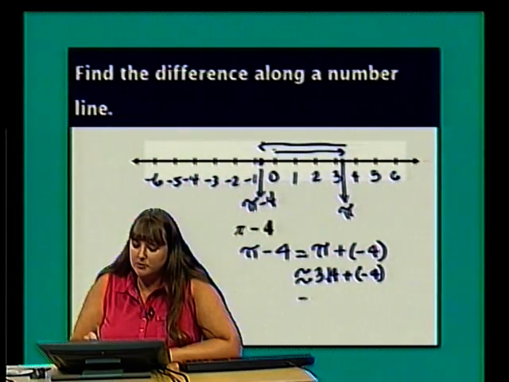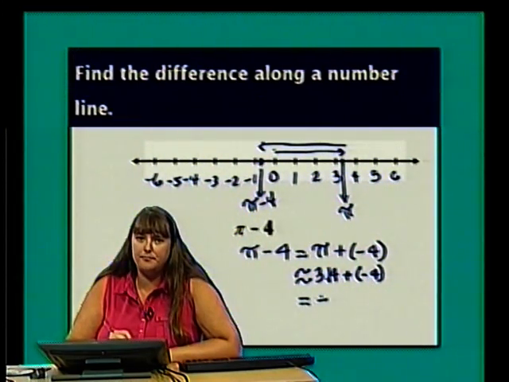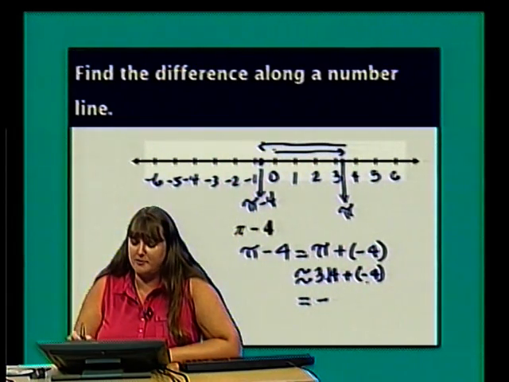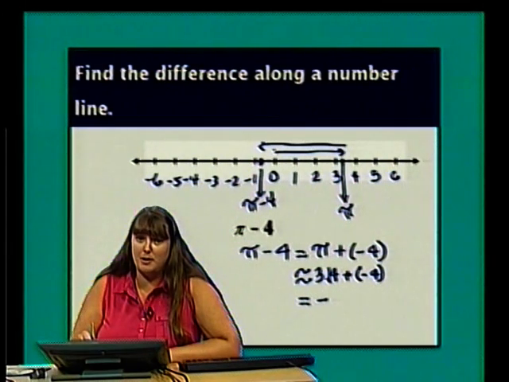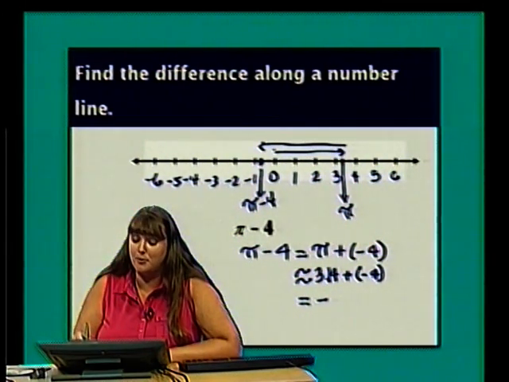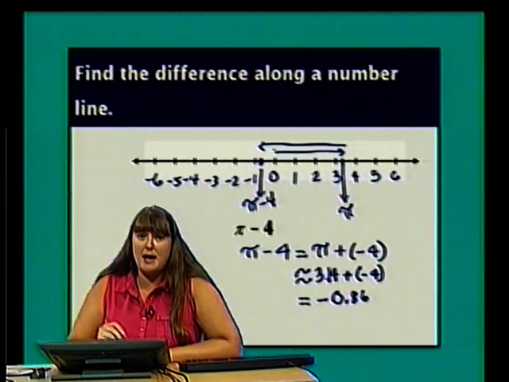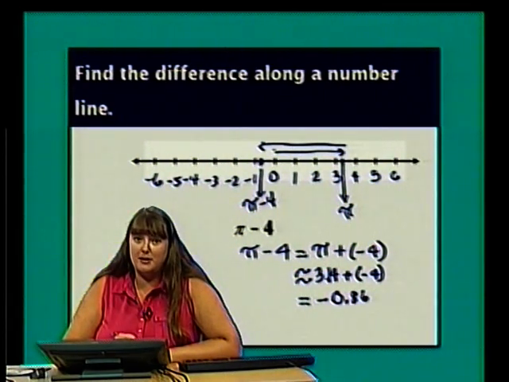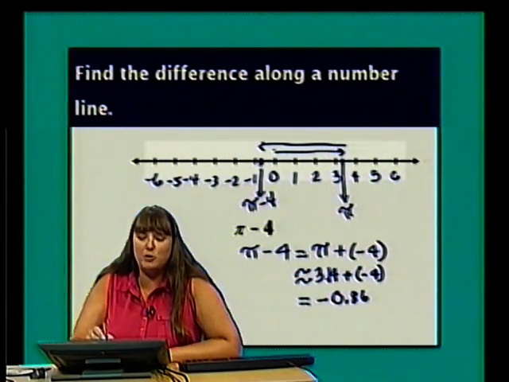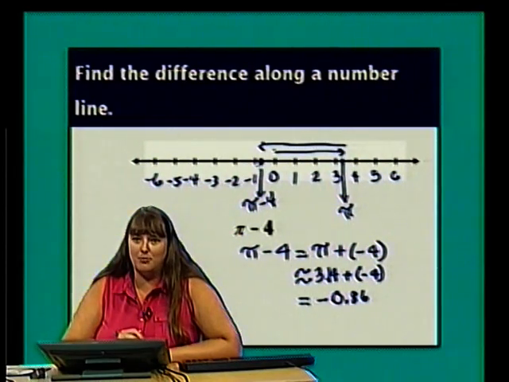So I know my result is going to be negative, and I need to subtract the absolute values. That is, I need to subtract, in this case, 3.14, the number with the smaller absolute value, from 4, the number with the larger absolute value. And 4 minus 3.14 is 0.86. So we can say that pi minus 4 is approximately negative 0.86. And that would be a number a little bit to the right of negative 1 on our number line.